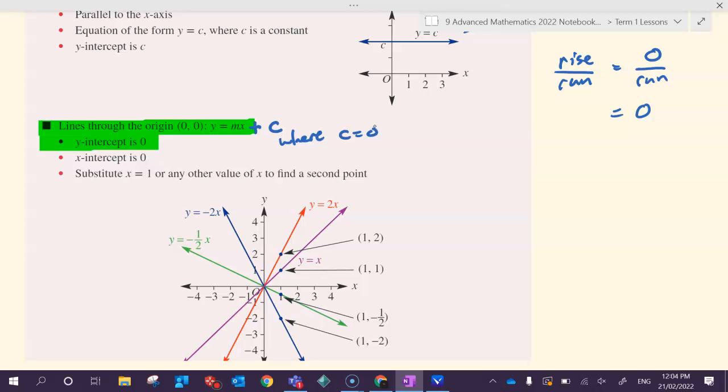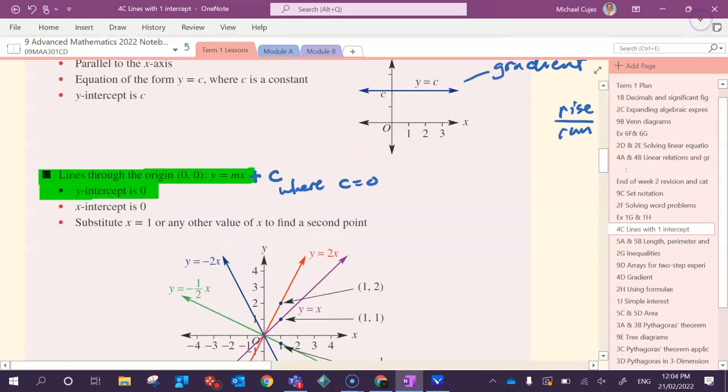Vertical lines, x equals a number. Horizontal lines, y equals a number. Problem solved. So that's our first little bit. That was exercise 4C. It doesn't want to. There we go. I will force it to do what I want it to do.